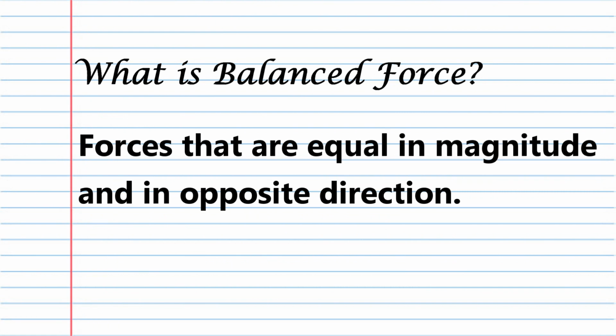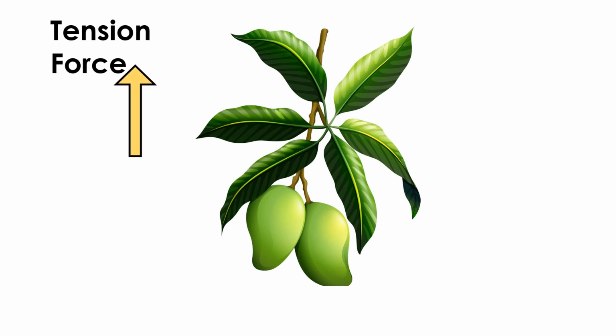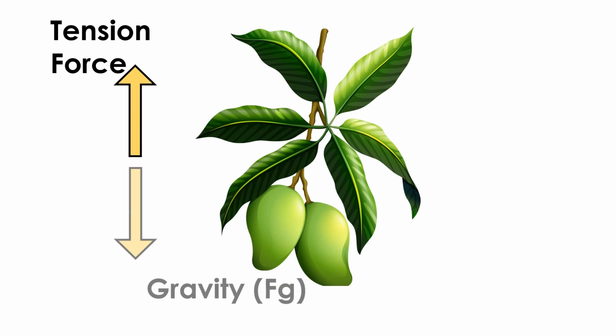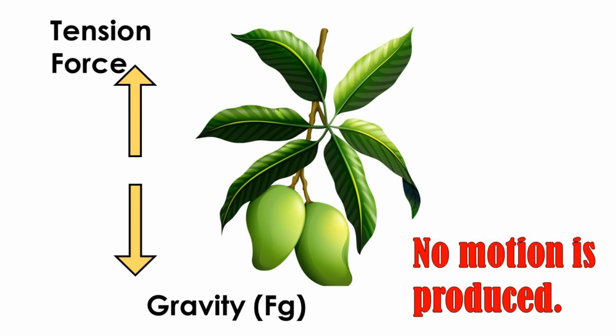What are balanced forces? Balanced forces are forces that are equal in magnitude and opposite in direction, so there will be no motion in an object. Here are some examples where you can see balanced forces. A mango fruit hanging on the branch. The tension force exerted by the stalk is equal to the force exerted by gravity. Thus, no motion is produced.